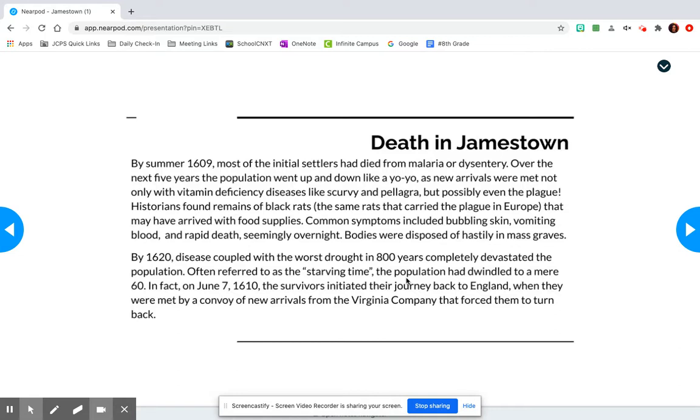Bodies were disposed of hastily in mass graves. By 1620, disease coupled with the worst drought in 800 years completely devastated the population. Often referred to as the starving time, the population had dwindled to a mere 60. In fact, on June 7, 1610, the survivors initiated their journey back to England. They were met with a convoy of new arrivals from the Virginia Company that forced them to turn back.